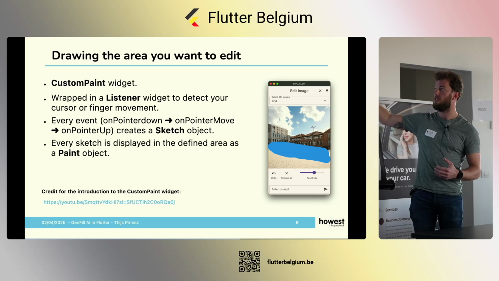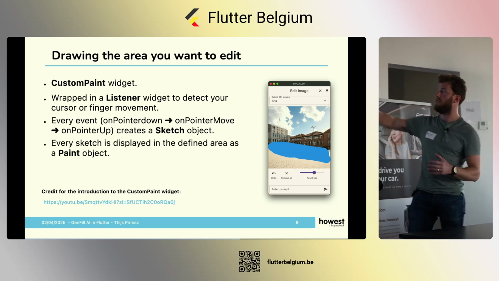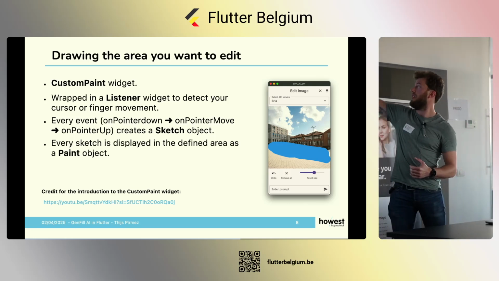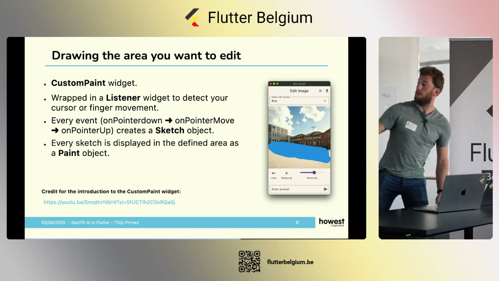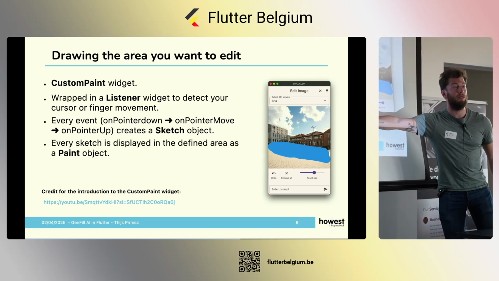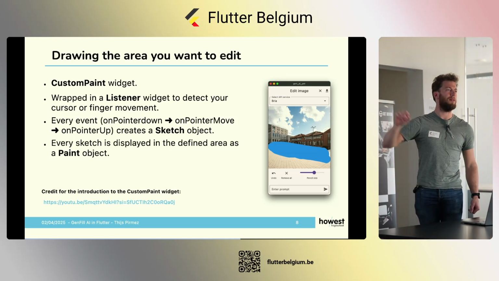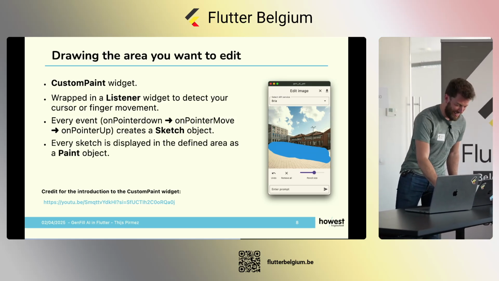So that was on one sketch. And on every sketch I made, it creates an object and renders it on the screen. Of course, each sketch is defined within the area as a paint object here. Kudos to the guy who wrote a YouTube tutorial. It's one of the Google developers, I think. He taught me a lot about using the custom paint widgets, so I wanted to include his link.